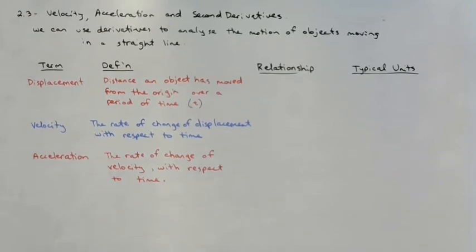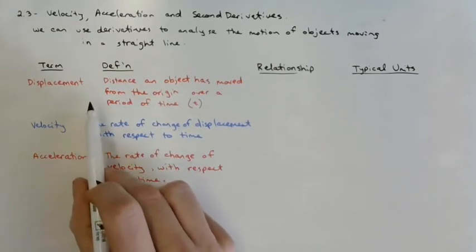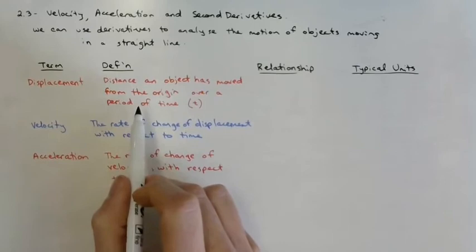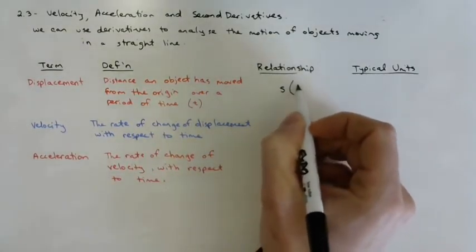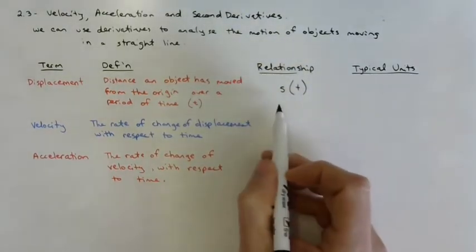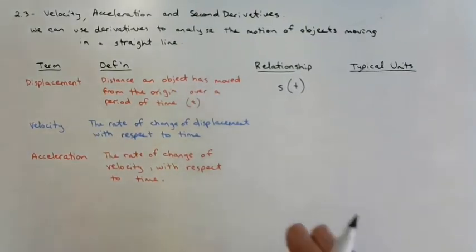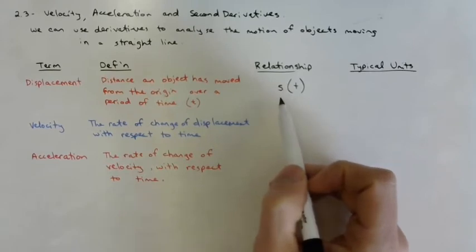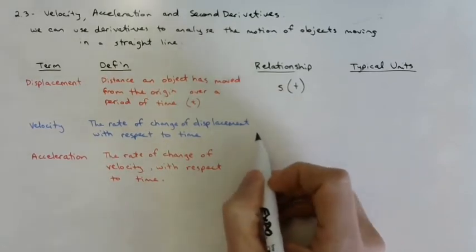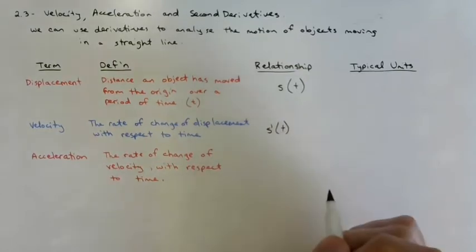So how are we going to do this? Well, we're given a relationship within the definition. Displacement is going to be measured as s with respect to t. So this is our original function. We're going to be modeling the motion of an object in a straight line given by the function s of t. Now, velocity then is s prime of t.